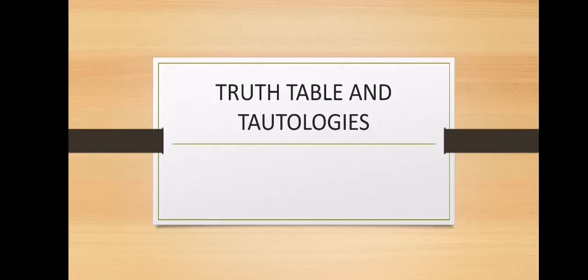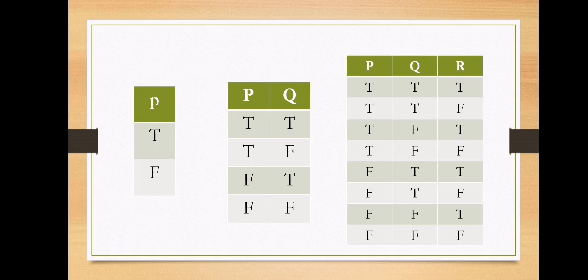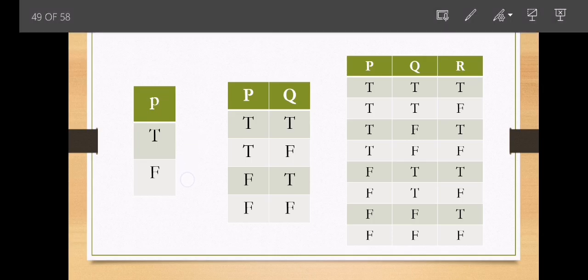Truth table and tautologies. Truth table. A truth table shows how the truth or falsity of a compound statement depends on the truth or falsity of the simple statements from which it's constructed. So we have here some table. If our letter is only one, maglalagay lang tayo ng dalawang row.